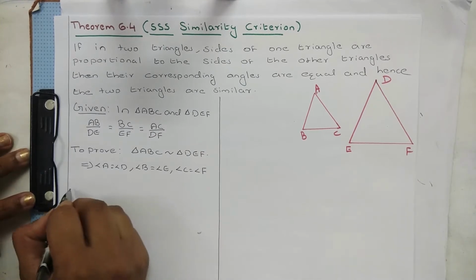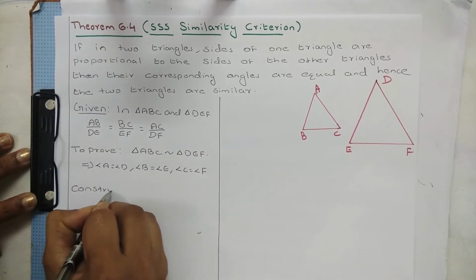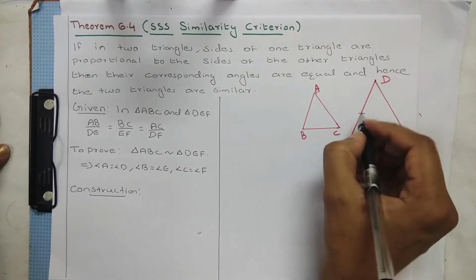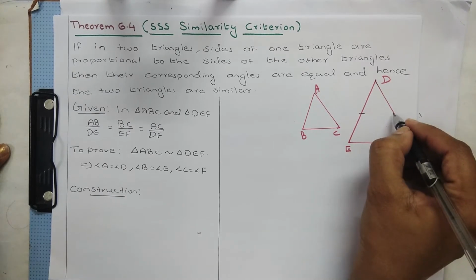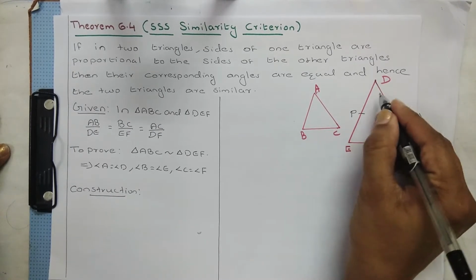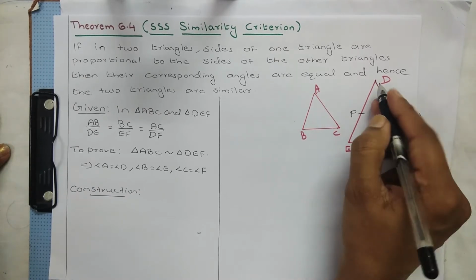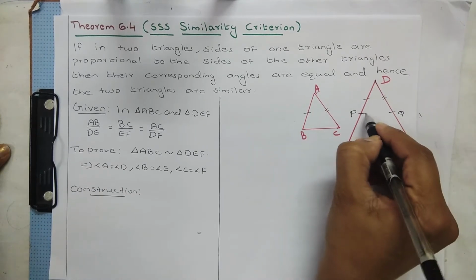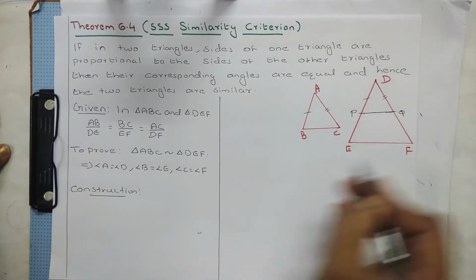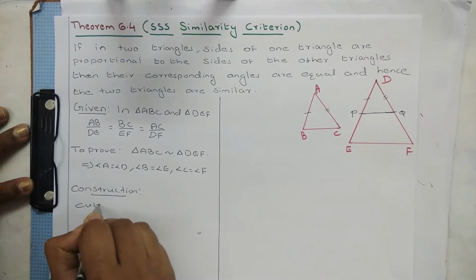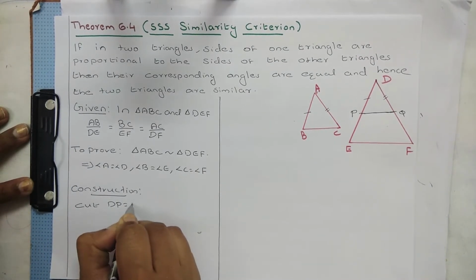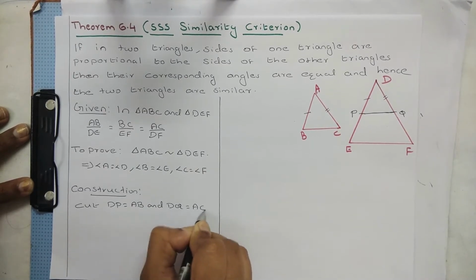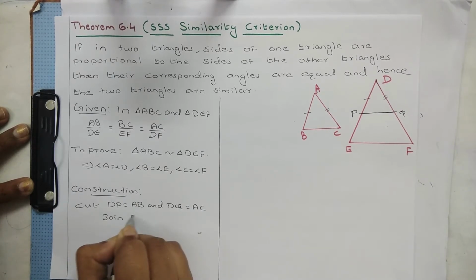Right? Now here also the same construction we are doing. Construction: we are just taking a point on DE and a point on DF such that P is a point on DE, Q is a point on DF, such that DP will be equal to AB and DQ will be equal to AC. Like that one point I am cutting and joining PQ. So how will you write? Cut DP is equal to AB and DQ is equal to AC, then join PQ.